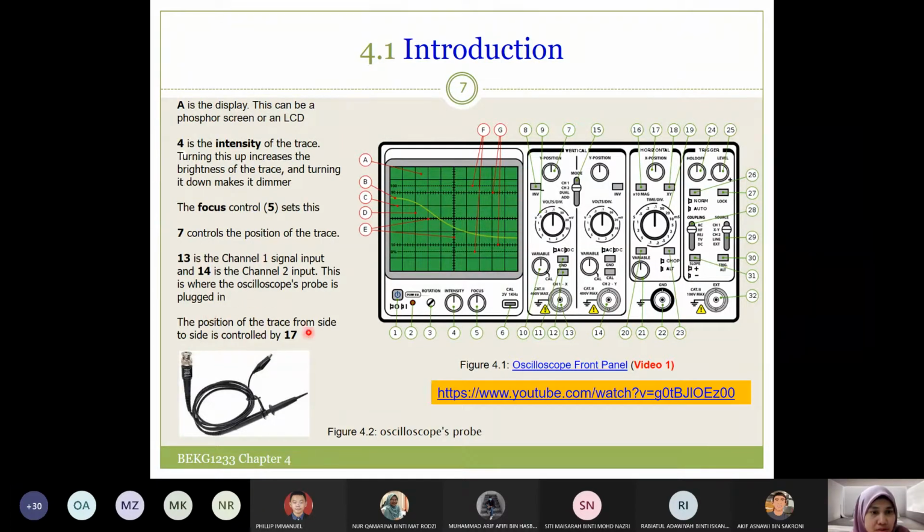The position of the trace from side to side is controlled by 17. 17 is for X position. So we can adjust the signal or the waveform, make it right or left. Position at X axis.